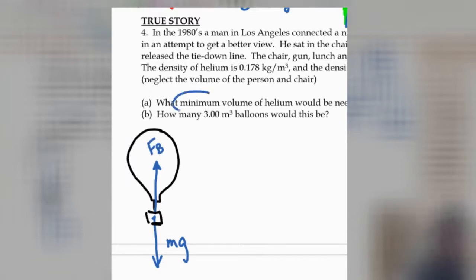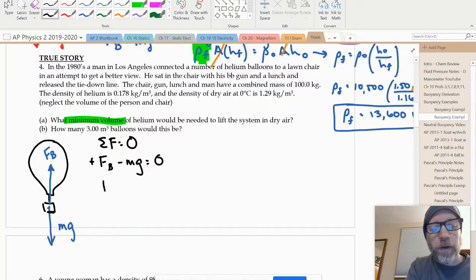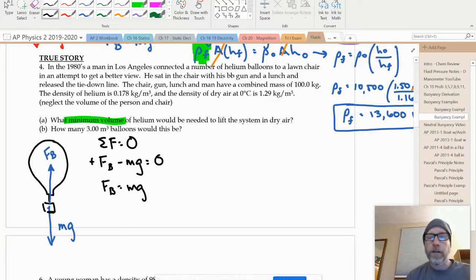Now, the question's asking, what's the minimum volume needed to lift? Minimum tells me that I'm going to look for the sum of the forces to be equal to 0, just enough to get it off the ground. So let's see where that takes us. We get the buoyant force minus mg equals 0. So we're back to the buoyant force equals the weight. Check. All right. So what's the buoyant force equal to?